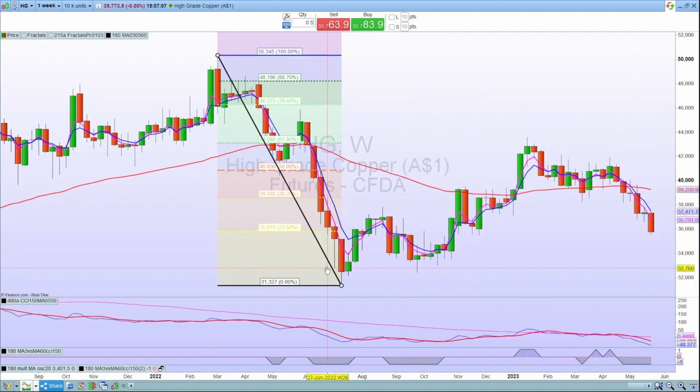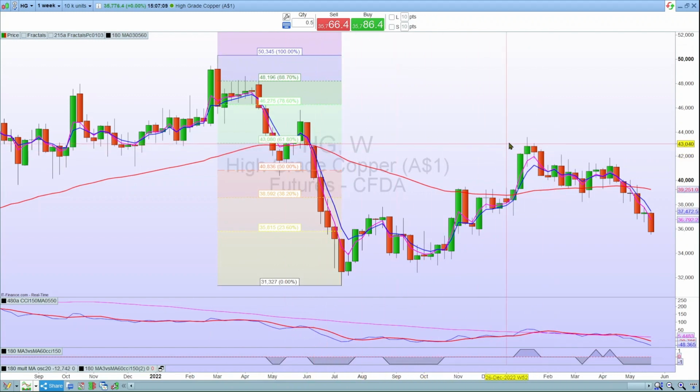I did draw this Fibonacci previously just as a reference guide. It did bounce off the 61% level, and that's always a key area to look out for. So in other words, it's either going to bounce off that and return or retrace to the downside, or had it broken through to the upside, that would have been a break of the downtrend here. So this is a continuation of the downtrend longer term on the weekly.